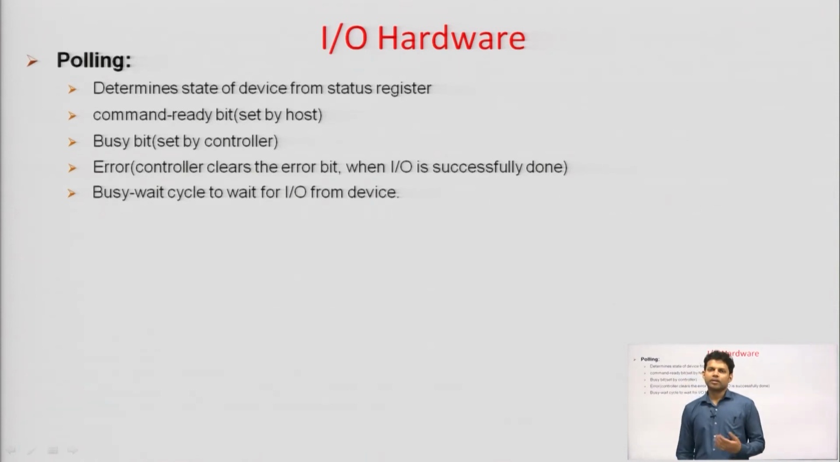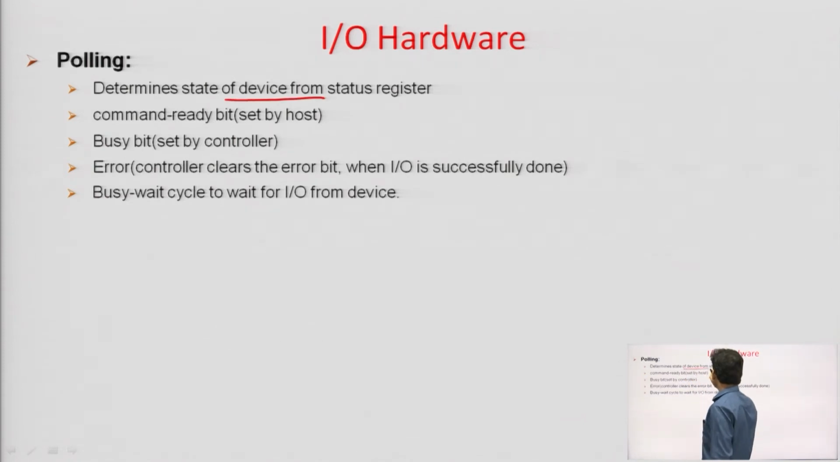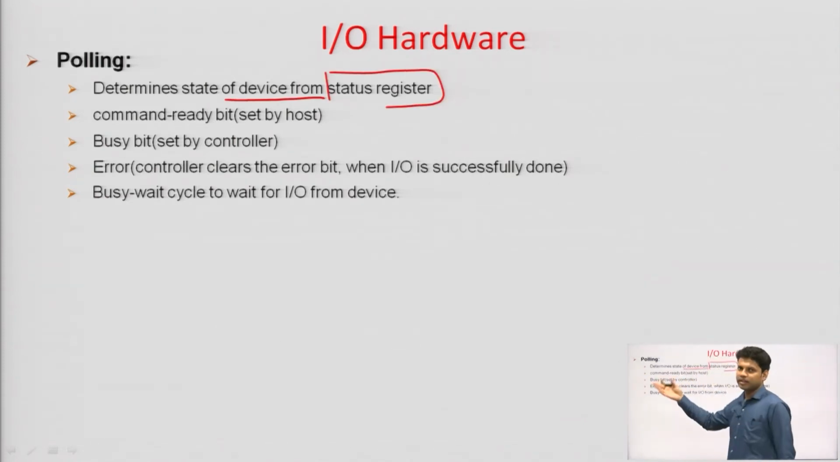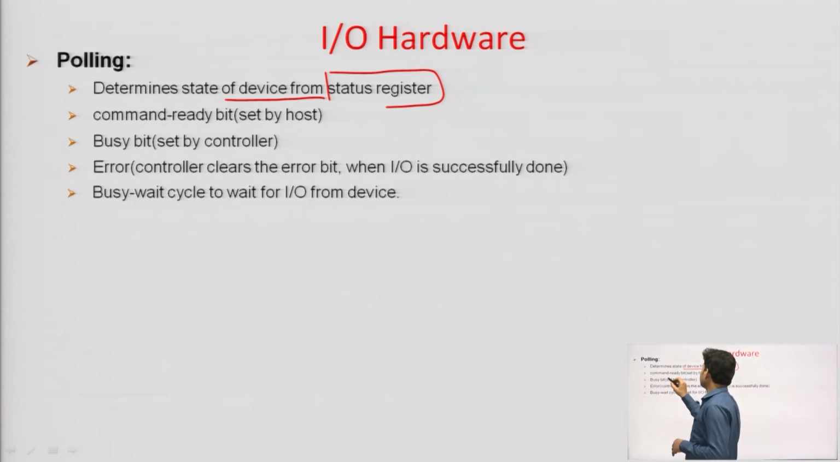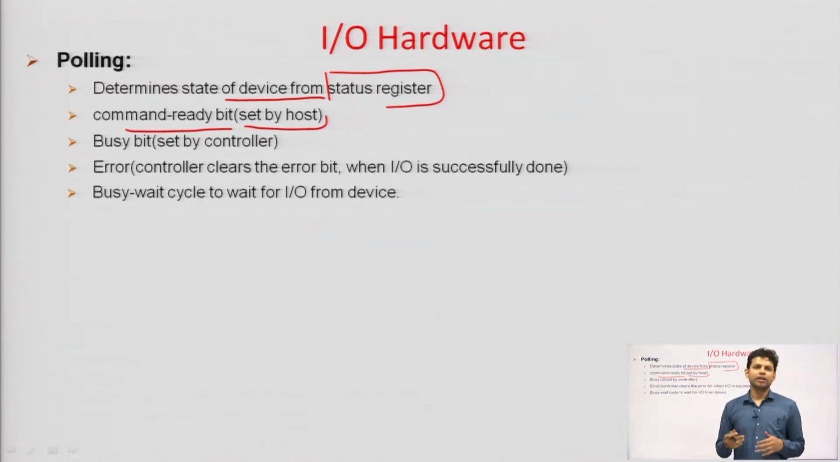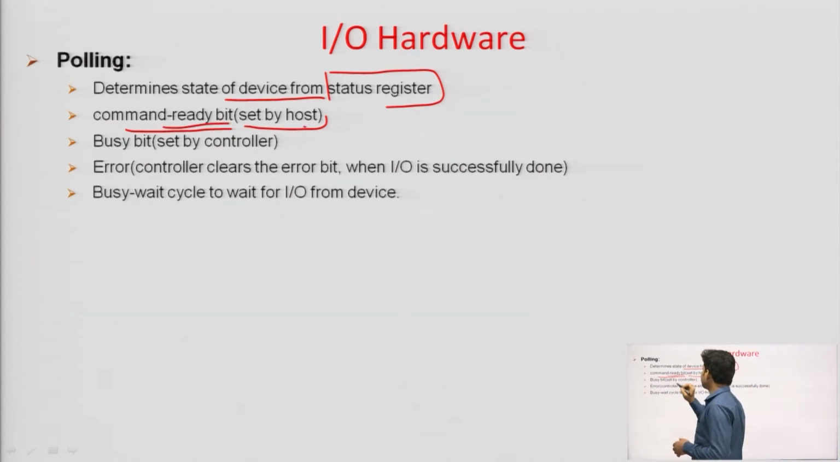Now we will understand three types of techniques used for IO transfer. First is polling. It determines the state of a device from the status register that we have already seen, the 4 registers. It uses the command ready bit, which is set by the host. Suppose the host is ready, so the host will set the command ready bit to 1.